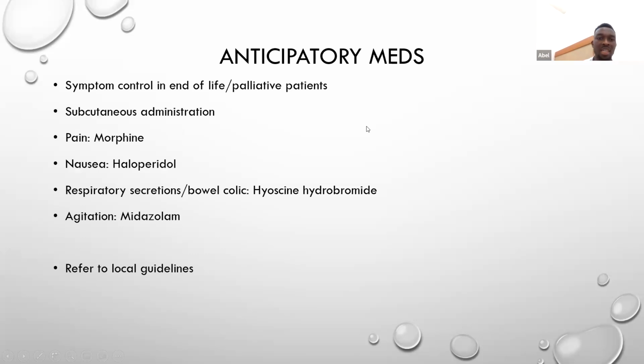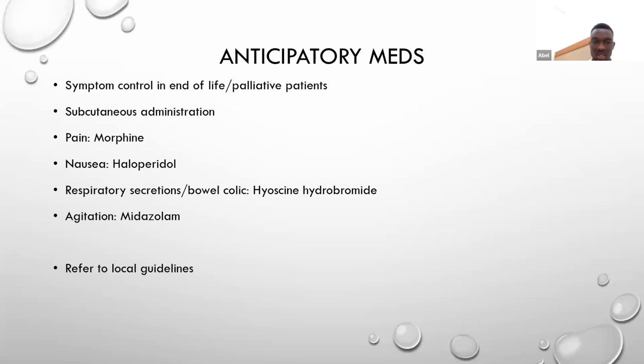So anticipatory meds. These are medications that we prescribe to patients who are palliative or end of life. They're based on symptom control, right? And they're usually subcutaneously administered. So again, when a patient is nearing the end of their life, one of the things that you want to control is pain. So we give subcut morphine for that. Nausea is another thing. We give haloperidol for that.